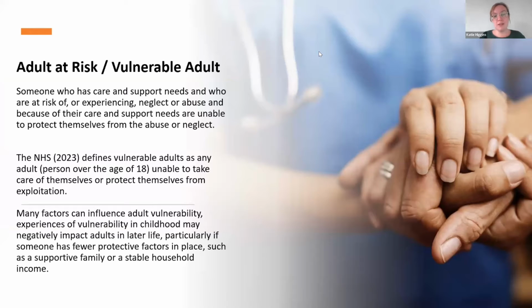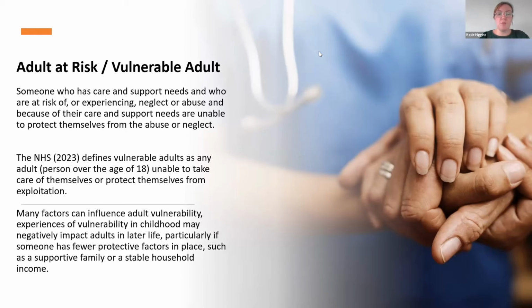Now, when we talk about adult safeguarding, we talk about vulnerable adults a lot. So I thought it was quite beneficial if I just define what a vulnerable adult might be. So a vulnerable adult is somebody who has care and support needs, who is at risk of or experiencing neglect or abuse, and because of their care and support needs, is unable to protect themselves from the abuse or neglect. The NHS defines a vulnerable adult as a person over the age of 18 who is unable to take care of themselves or protect themselves from exploitation.